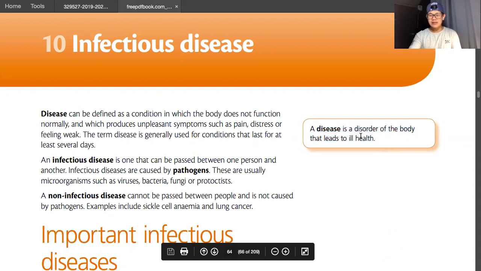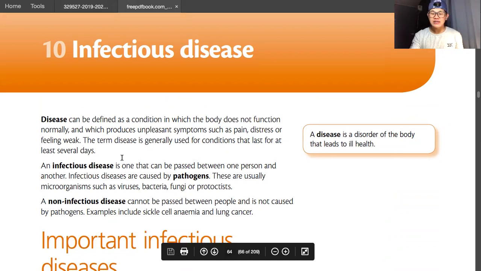So anything that leads to disorder of the body, that leads to illness, is what we call a disease, okay? And generally you can divide diseases into two categories. Number one is what we call infectious disease, which is what we're going to look at. And second is what we know as non-infectious disease. So diseases can generally be divided into two, right?